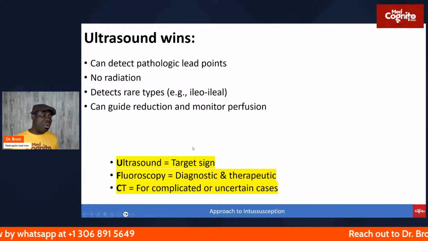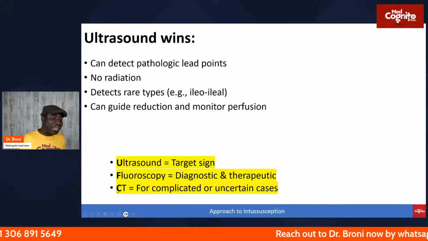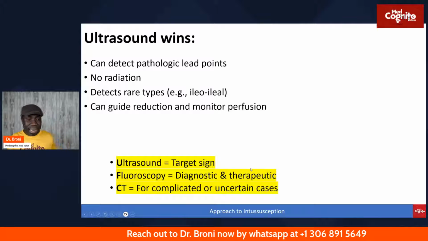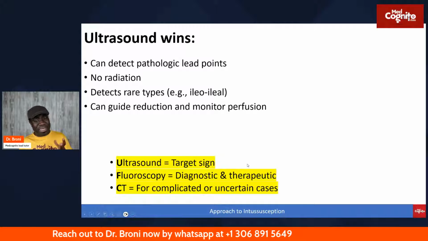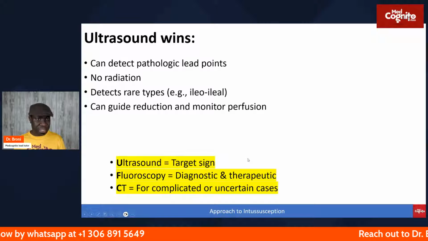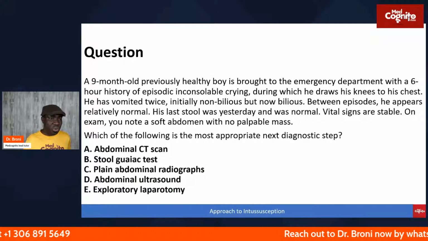So on ultrasound, remember, you're looking for the target sign, and for CT scan, you are looking for complicated or uncertain cases. That is when you do your CT. But remember that in CT scan situations, you are exposing a child to a lot of radiation. Okay, so now let's do this question.